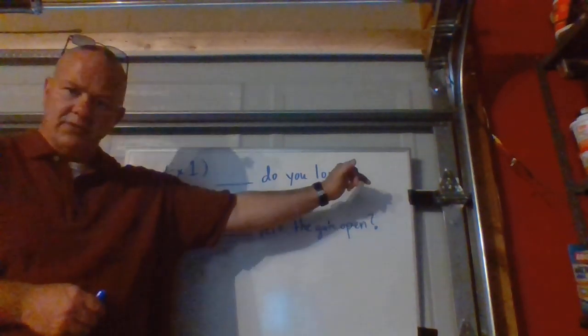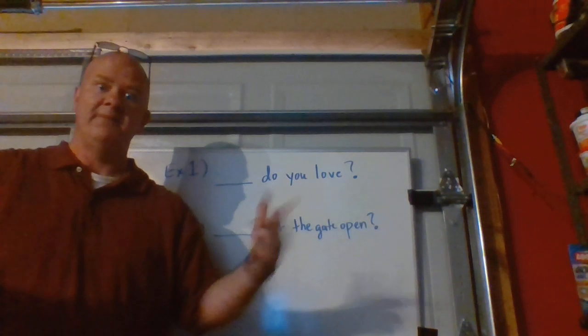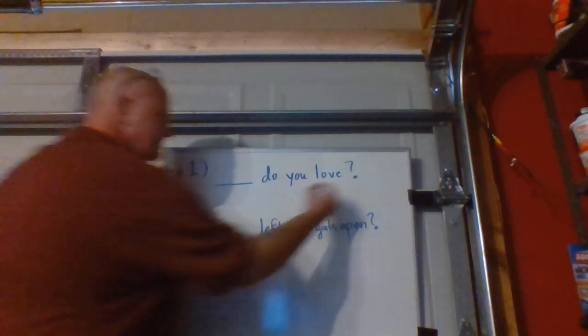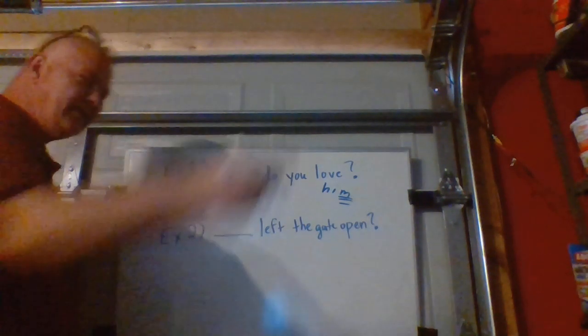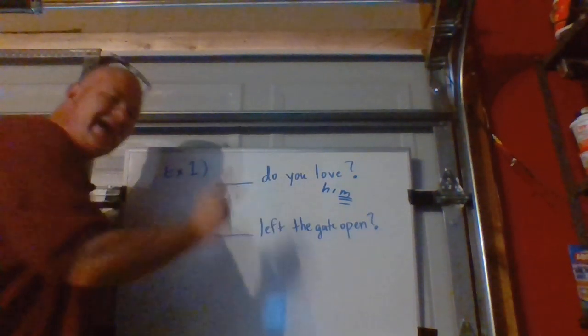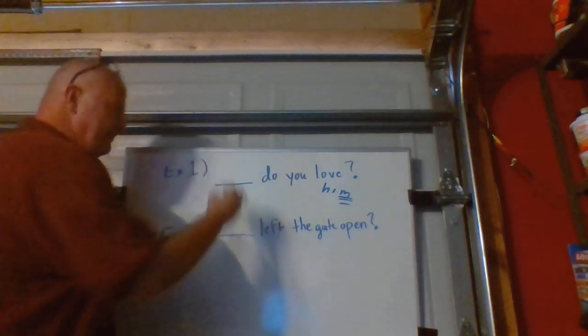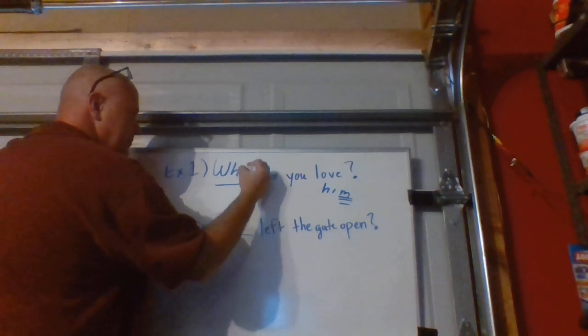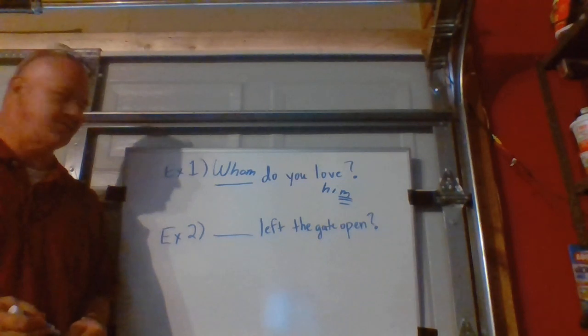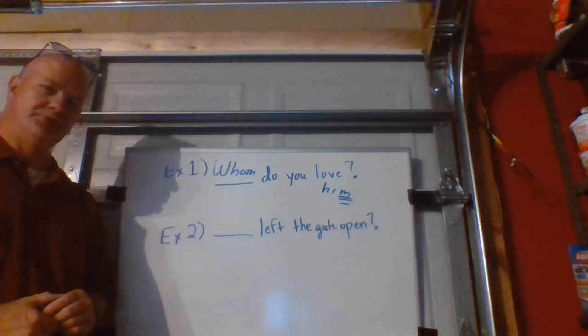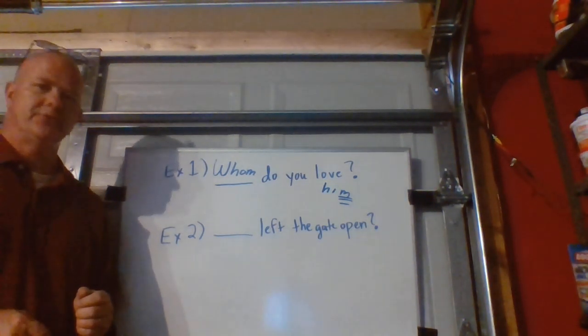So let's look at example 1 at this time. Who do you love? We have to answer, I love him, is what you would say. So, because him ends with an M, the correct word has to end with an M. That means whom is what we would put in here, and that is the only correct answer. So we would not say, who do you love? We would have to say, whom do you love?